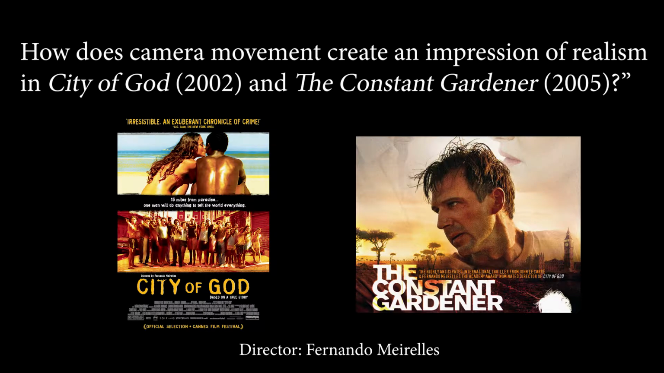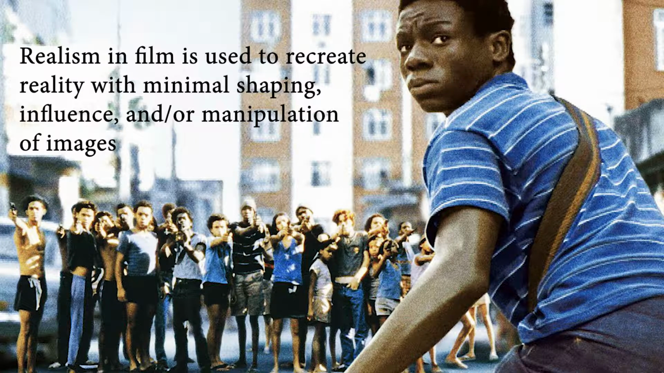For this video essay, I will examine the question, how does the camera movement create an impression of realism in City of God and The Constant Gardener? Both films were directed by Fernando Meirelles. I will first define realism through its visual style.